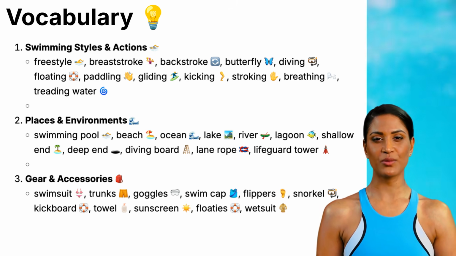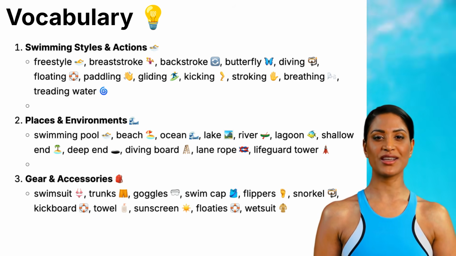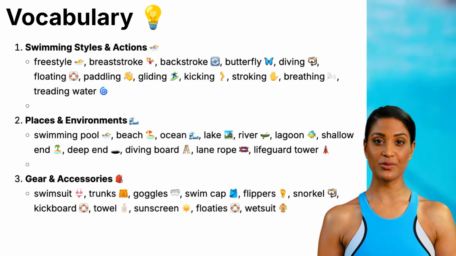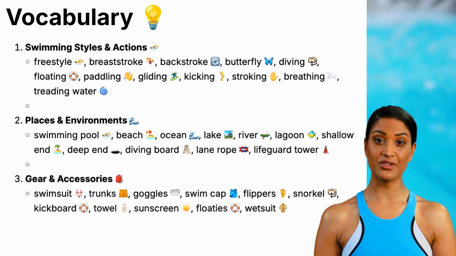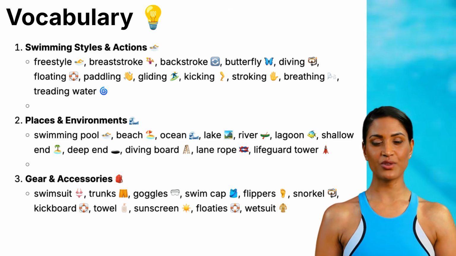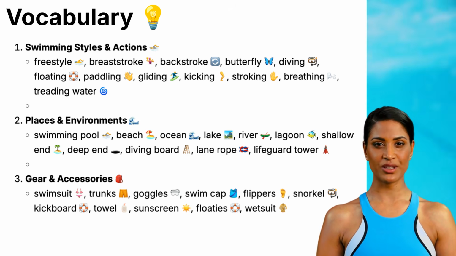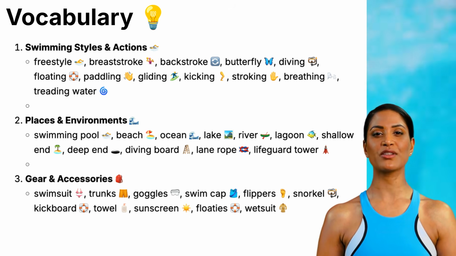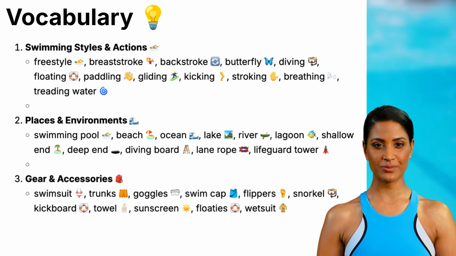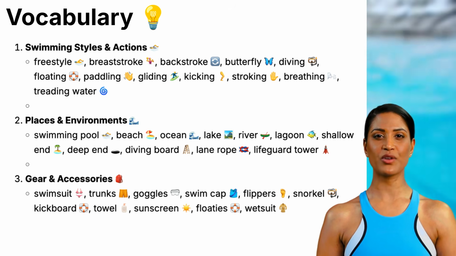Snorkel. A tube that allows you to breathe while swimming face down. Kickboard. A floating board used to practice kicking. Towel. A piece of cloth to dry yourself after swimming. Sunscreen. A cream or lotion to protect your skin from the sun. Floaties. Inflatable devices to help beginners stay afloat. Wetsuit. A tight suit made of special material to keep your body warm in cold water.